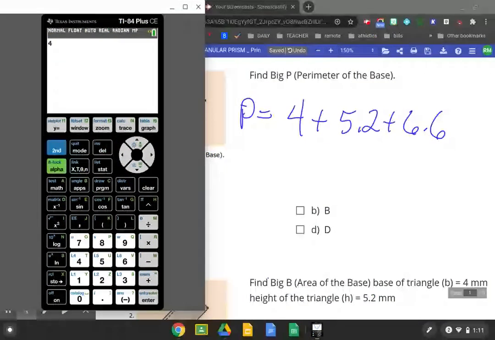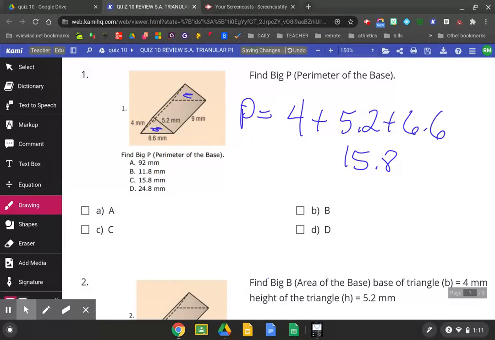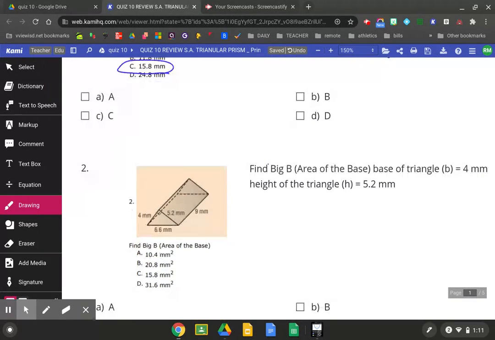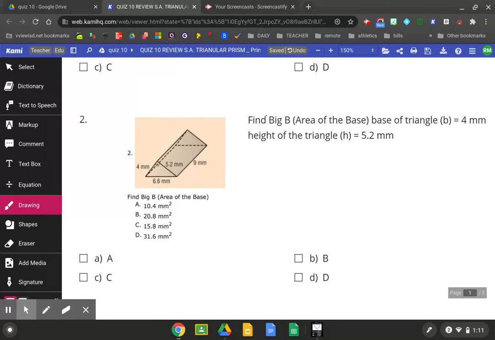We have 4 plus 5.2 plus 6.6. That will give us 15.8. So this is your answer, letter C. Let's go to number 2. Number 2 says find the area of the base.